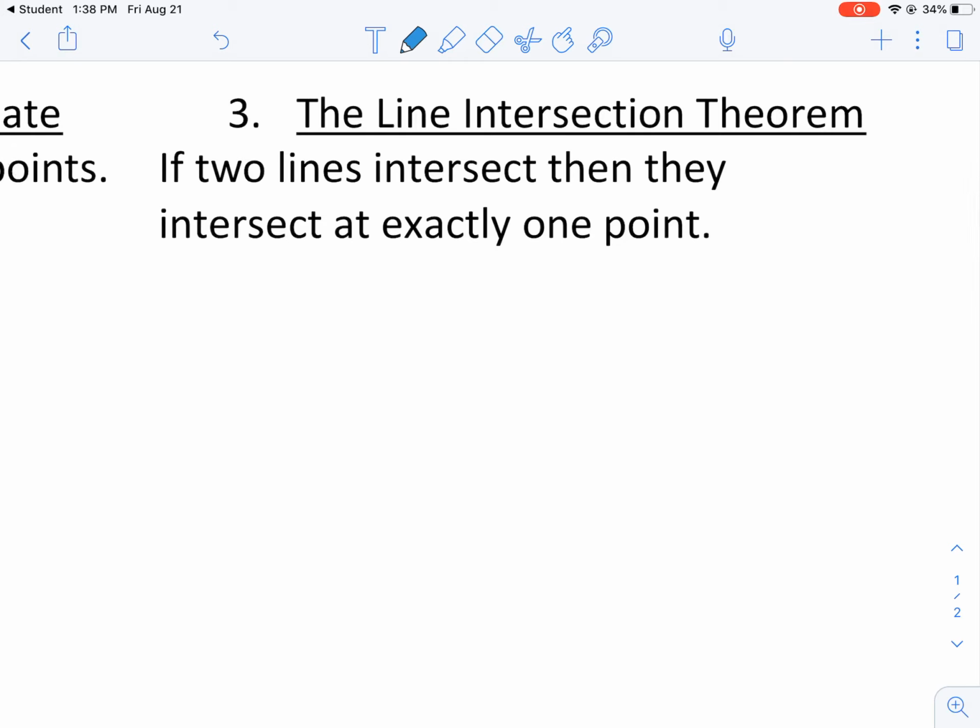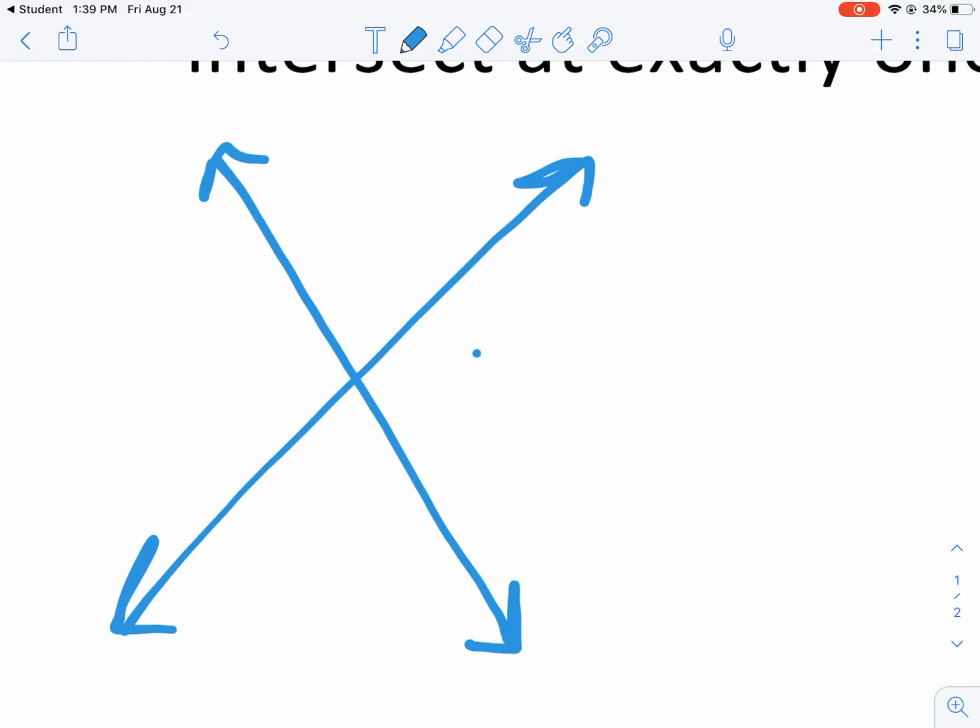The line intersection theorem. If 2 lines intersect, then they intersect at exactly 1 point. This is another one, maybe not as obvious as the last, but if you think about it a little bit, this has to be true. And this is a theorem, right? This can actually be proved. We're not going to do that today, but you can look it up if you're interested. So let's say we have 2 lines, and they intersect. We know they intersect at exactly 1 point, right? This point right here.